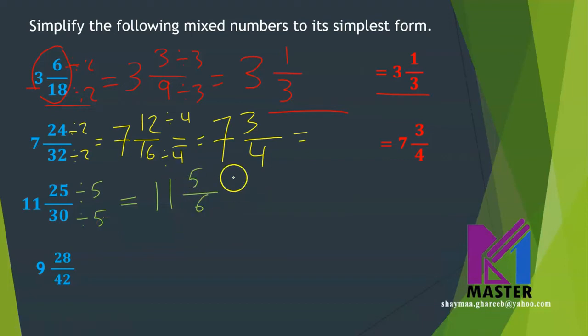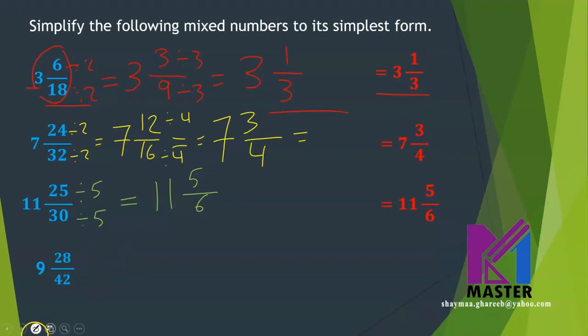Can I do any more division here? No. So this will be our simplest form: 11 and 5 over 6. Now the last one, 9 and 28 over 42. I can start by dividing by 2, then one more time if it's possible, or let's check together.